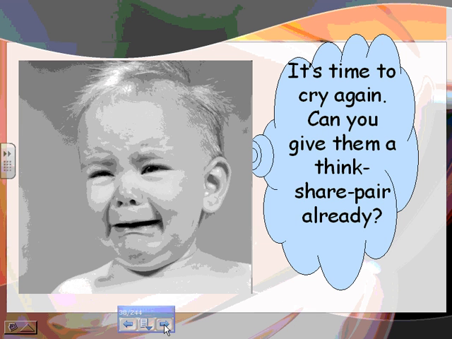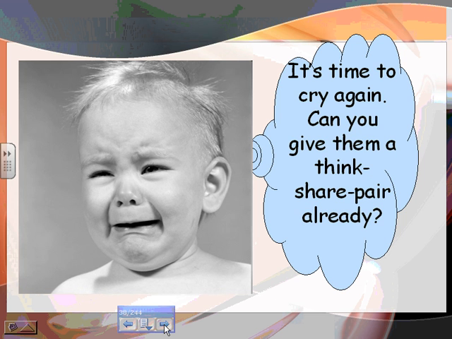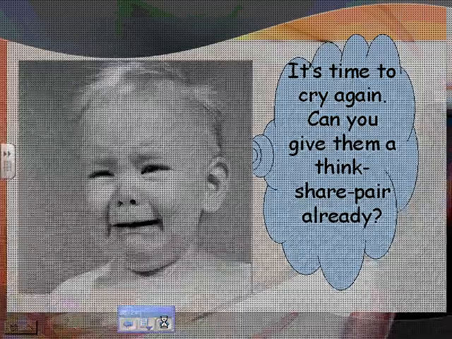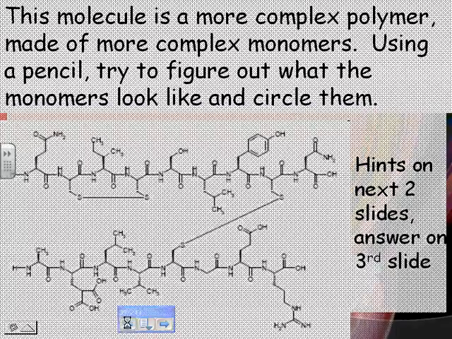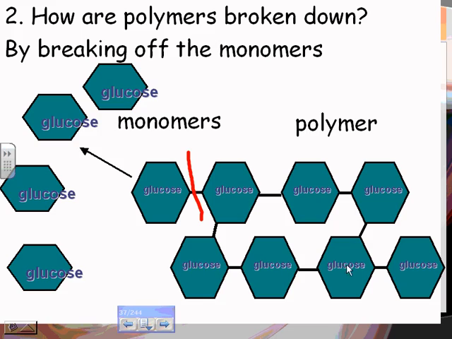So at this point, usually the kids cry and they say, "Hey, I really can't do that. That's too scary." So I'm going to give you something to work on. If we were in class, I would have you work together on this. Instead, I'm going to talk you through it to show you what I really want you to get out of all this. This molecule is a more complex polymer. The last one that we looked at wasn't so hard. Let's go backwards a little bit. This to this to this, they all look the same, so that one is a little bit easier to do. This next one is harder.